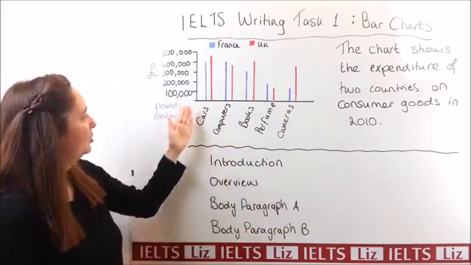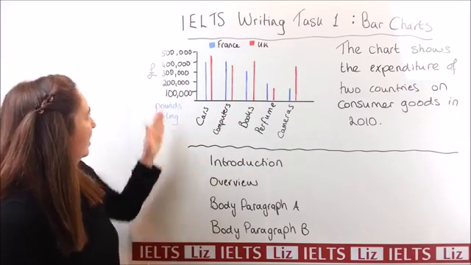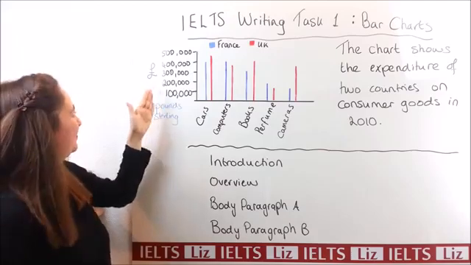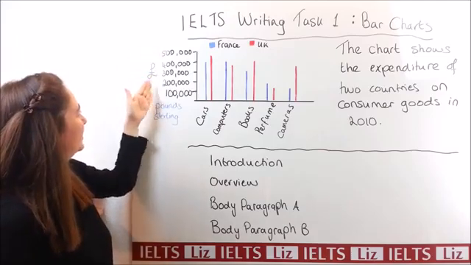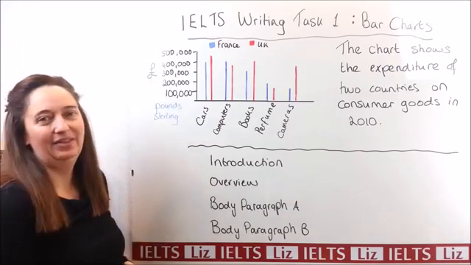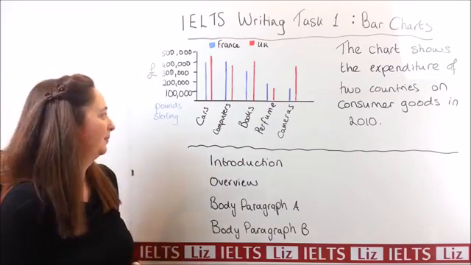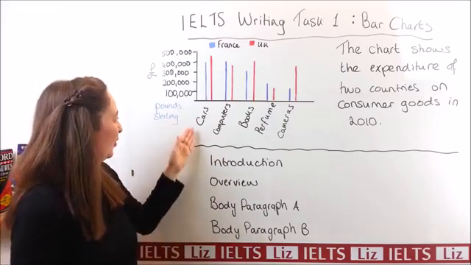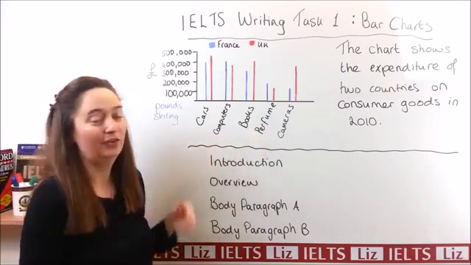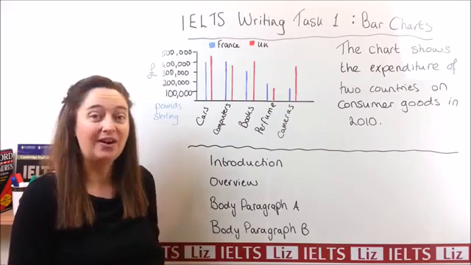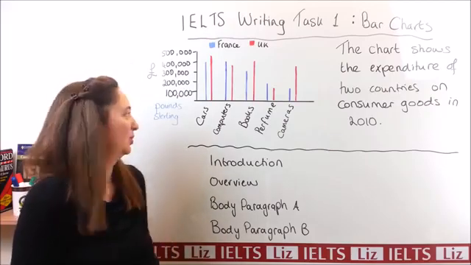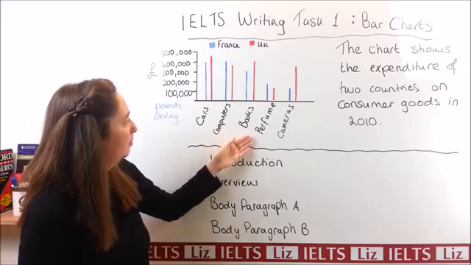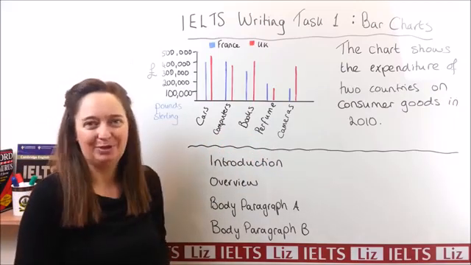Now, when we look at the bar chart, we can see that down the vertical axis, so at the side, we've got all the different amounts of money that the 2 countries spend. Along the bottom, so that's the horizontal axis, we've got all the different types of consumer goods. So we've got 5 different types of consumer goods. We have cars, computers, books, perfume and cameras.